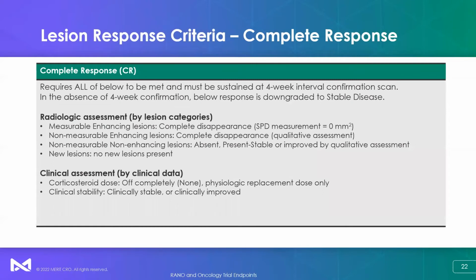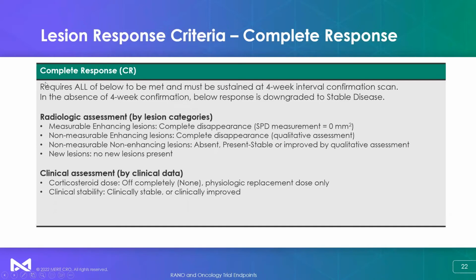And getting into the actual response criteria, the categorization of the response criteria is similar to RECIST 1.1. They have four categories: complete response, partial response, stable disease, and progressive disease. All of their requirements would be different from RECIST 1.1.